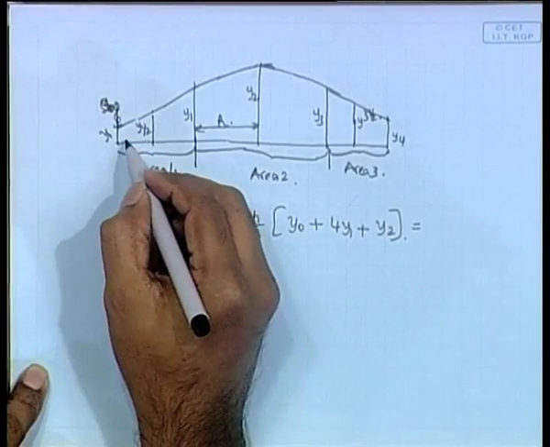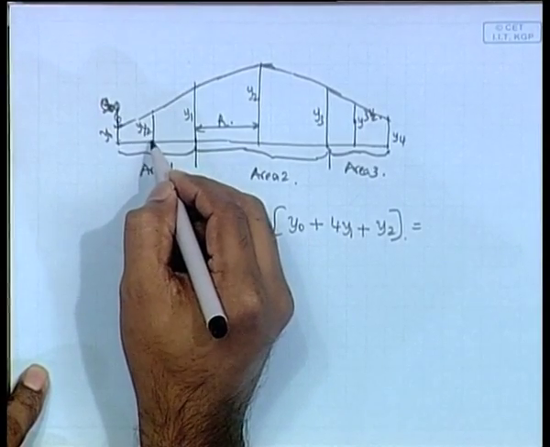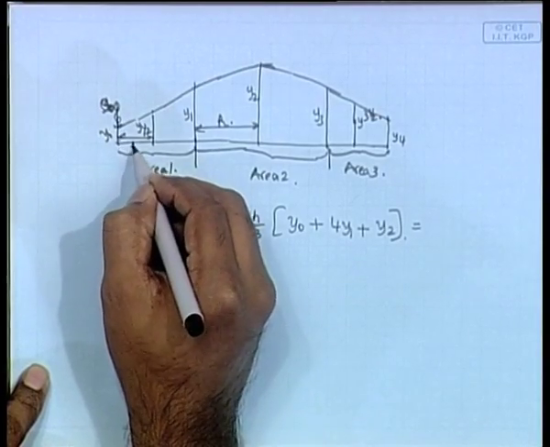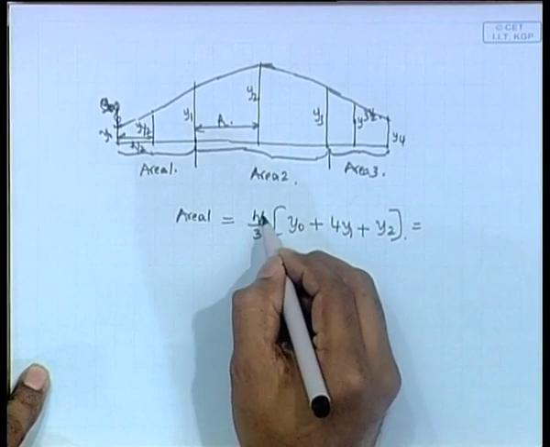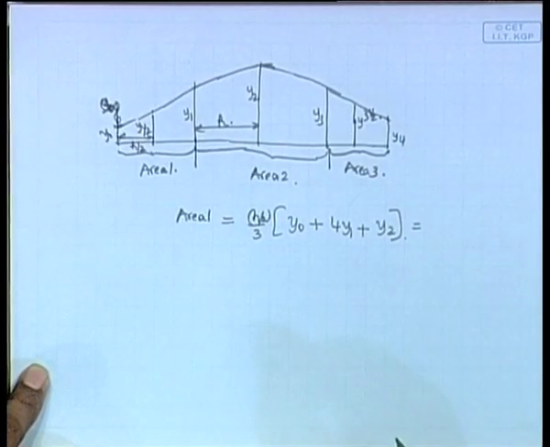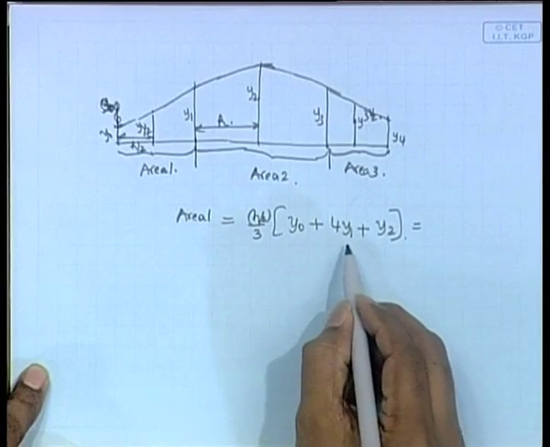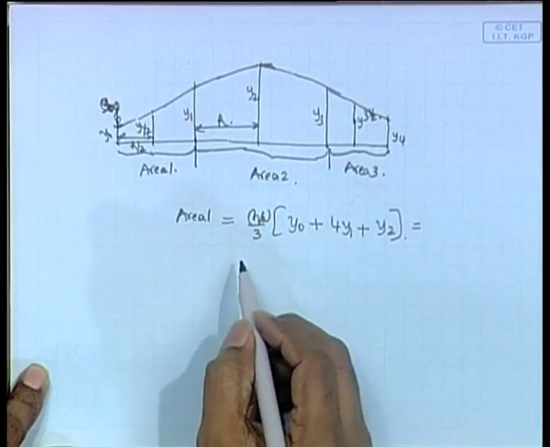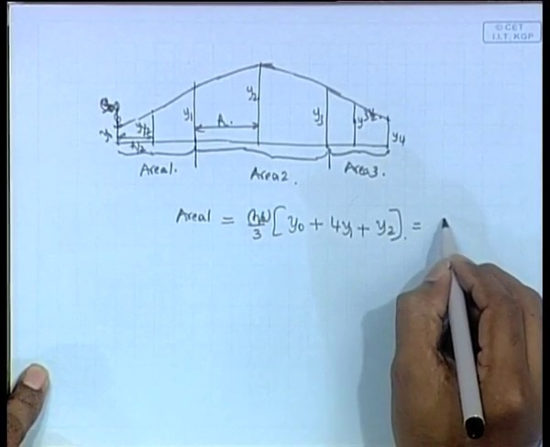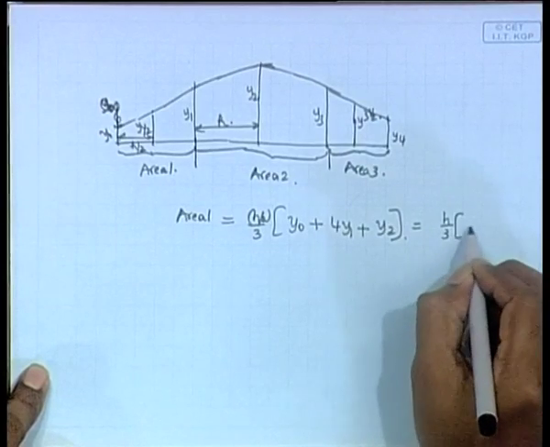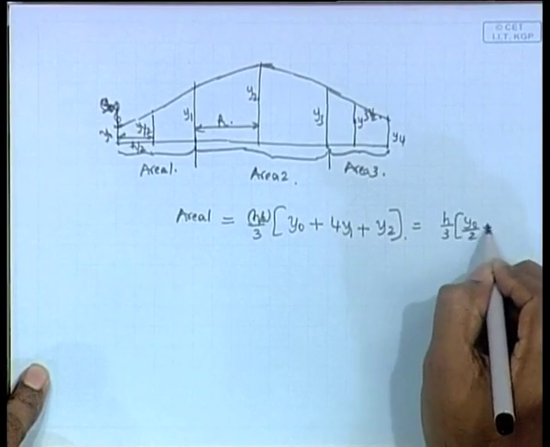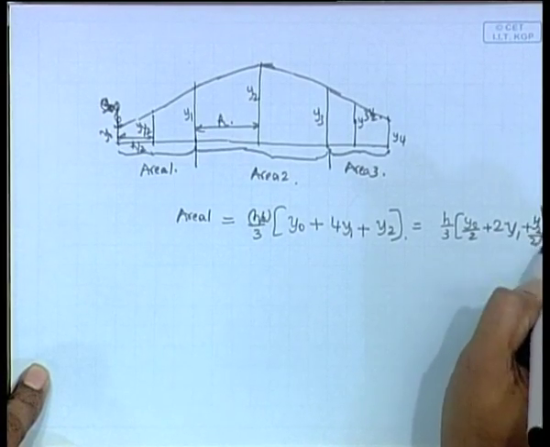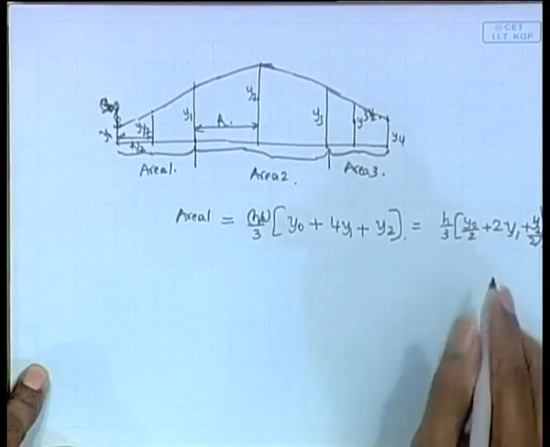So, obviously, the distance between 0 and half becomes h by 2. So, this is h by 2, therefore, this becomes h by 2 by 3 of y 0 plus 4 y half plus y 1, that is the area of this section. And therefore, we can write it as h by 3 into y 0 by 2 plus 2 y half plus y 1 by 2.